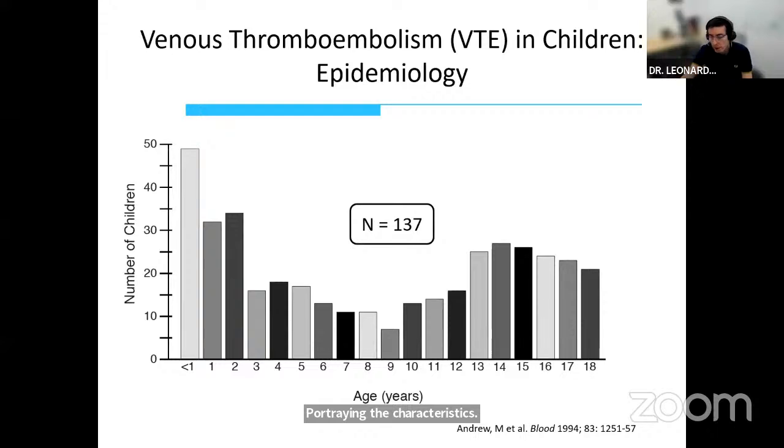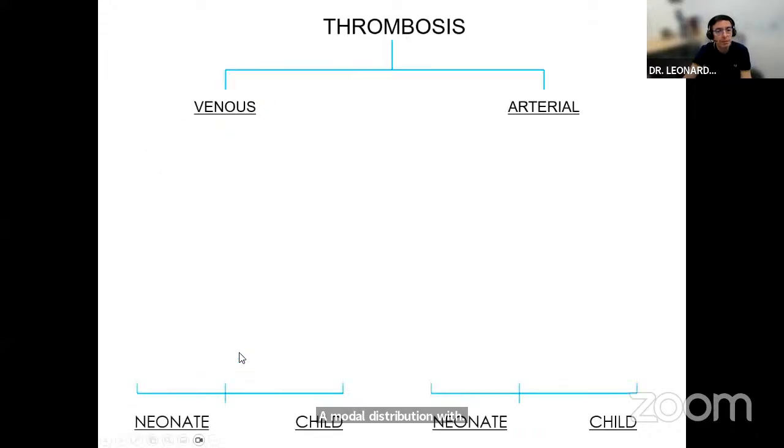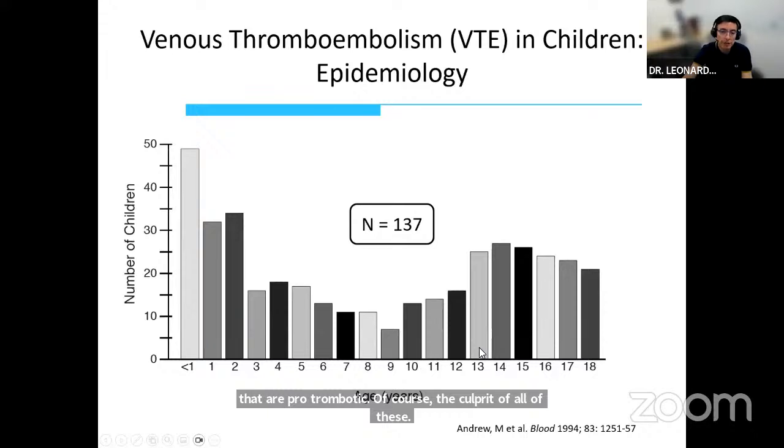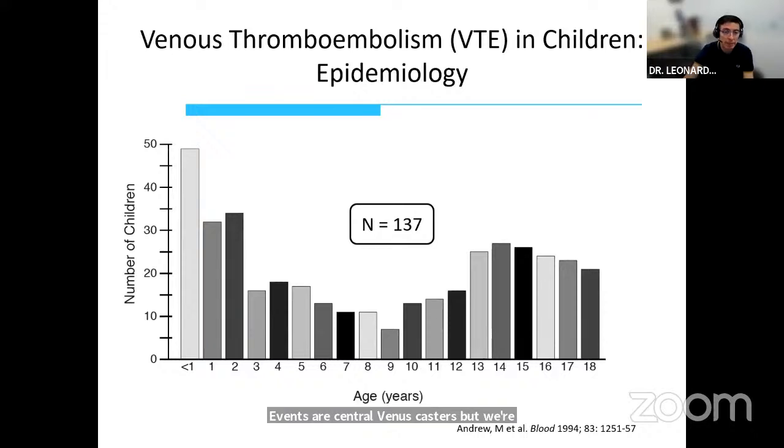So treaters would know, because this has been reproduced by all of the other national and local pediatric thrombosis centers, the bimodal distribution with a concentration of individuals less than 1 year of age and a second peak during adolescent years, primarily either because of unwanted pregnancies or use of contraceptives or conditions during adolescence that start to have their incidence raised that are prothrombotic. Of course, the culprit of all of these events are central venous catheters, but we're talking about emergencies today.